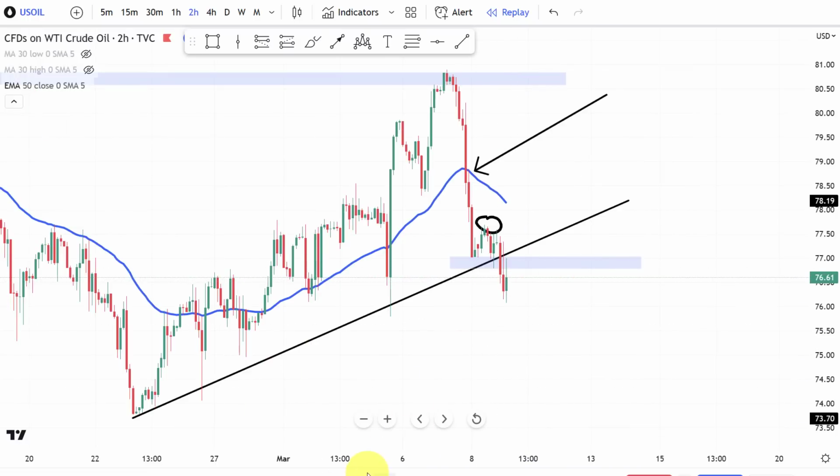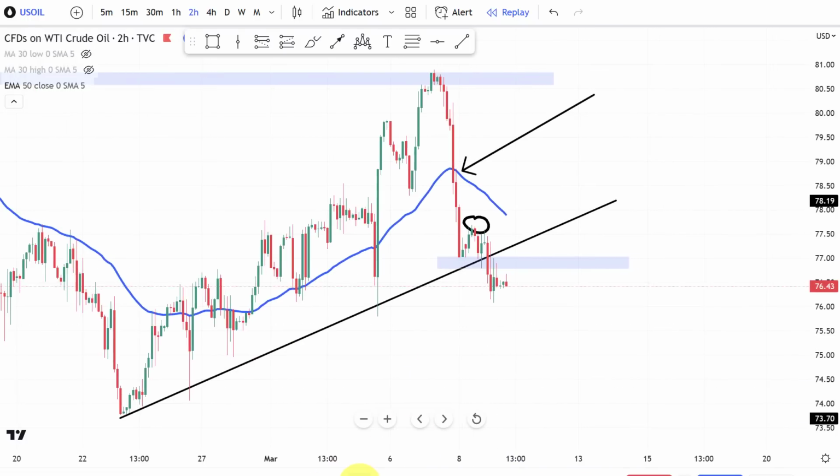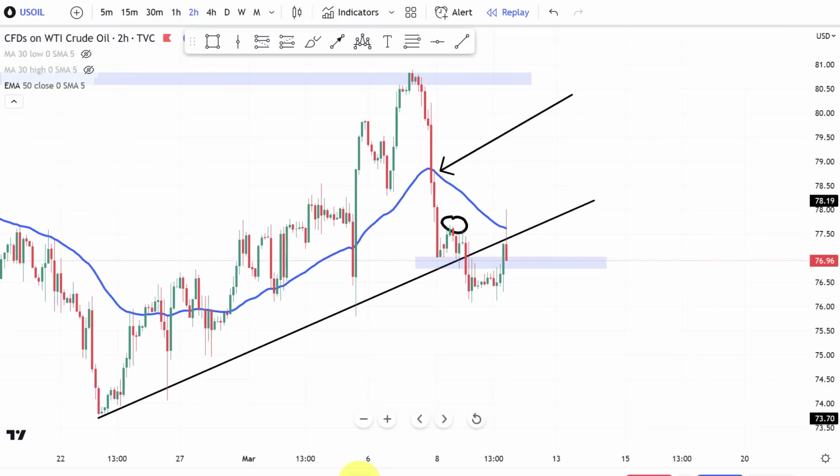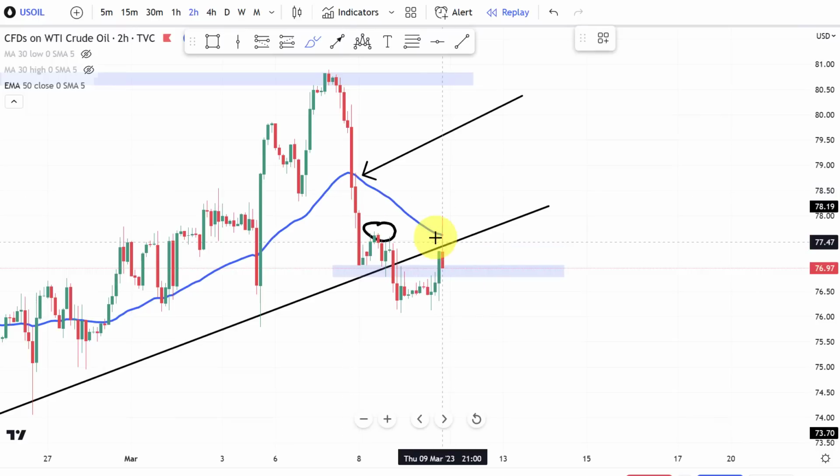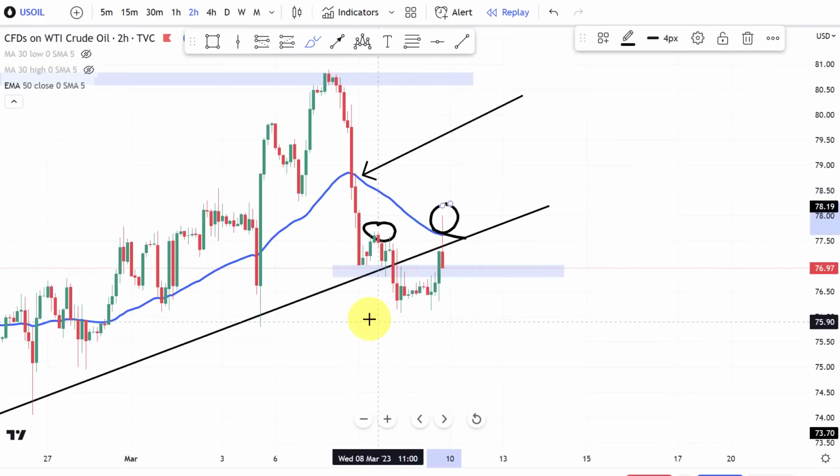So this overall looks like a start of a bearish push. So from that point on, we would start looking for bearish opportunities. We have a potential retest here. The market is retesting the moving average, which is a really great signal.